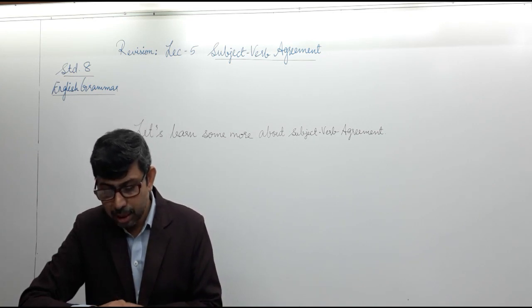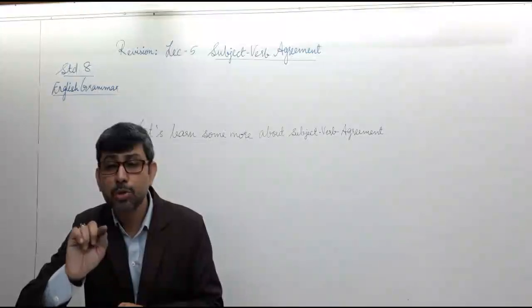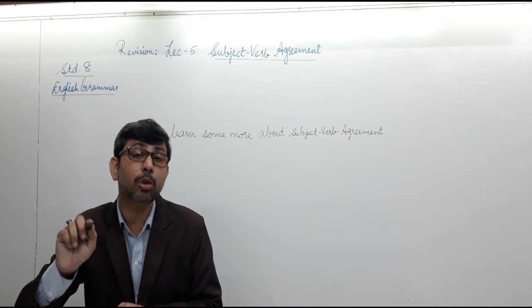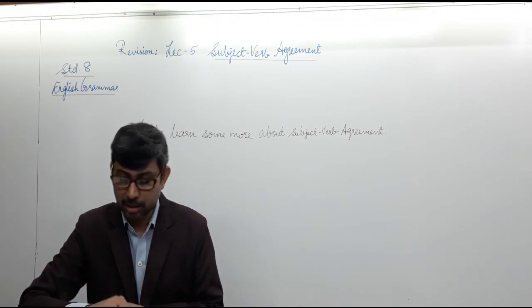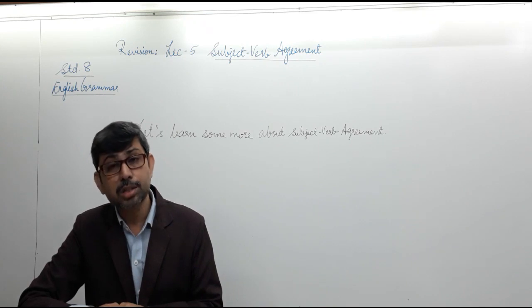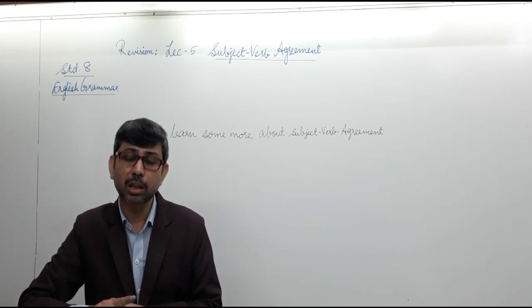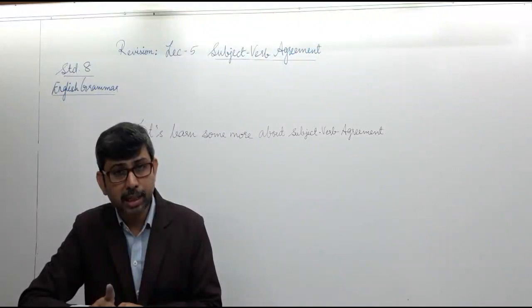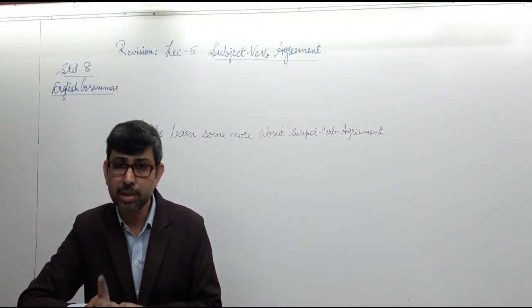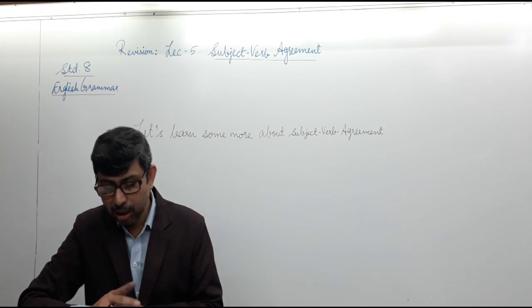Two more examples. Everybody is waiting to hear from you. Everybody, each one. We are talking about each one sitting over there or waiting over there who wants to hear from the person. So everybody indicates a singularity, hence a singular verb must agree with the subject. None of his sons is working here. None again indicates a singularity, hence a singular verb needs to be applied in order to agree with the subject accordingly.